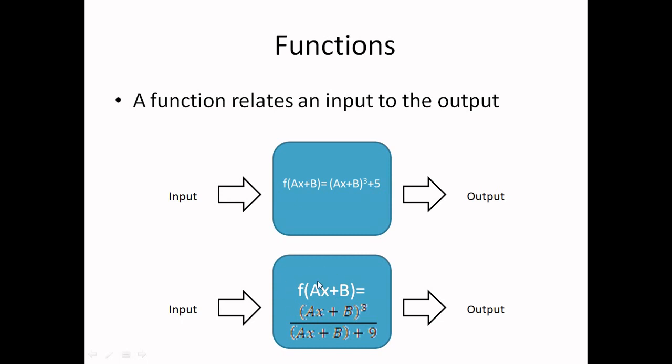The next example is shown over here. f of ax plus b is equal to (ax plus b) whole cubed divided by ax plus b plus 9. So it is a different variation of the function, and we will get different results if we give different values of ax plus b, where b is a constant and a is a coefficient of x.